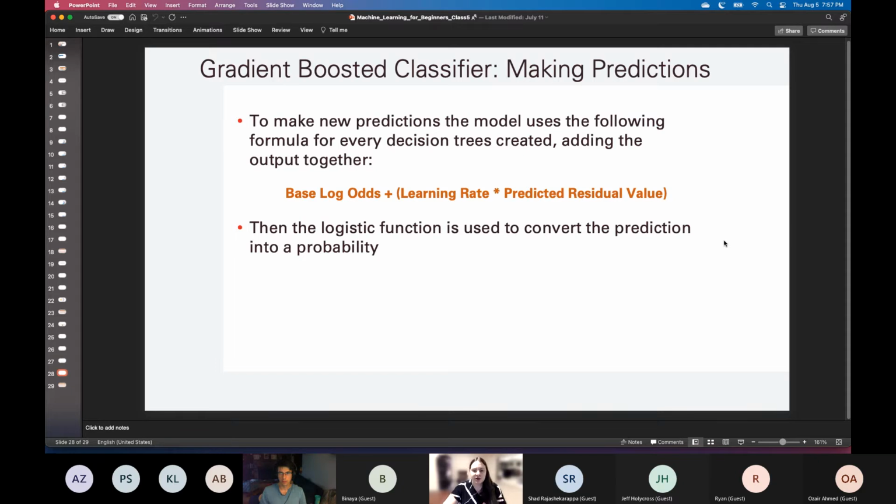So to make new predictions in a model, it uses the following formula for decision trees. It takes the base log odds plus the learning rate times the residual. So this first value that we get in our first decision tree plus our learning rate times our error value. And then the logistic function is used to convert it from a prediction to a probability, so bounded between 0 and 1.